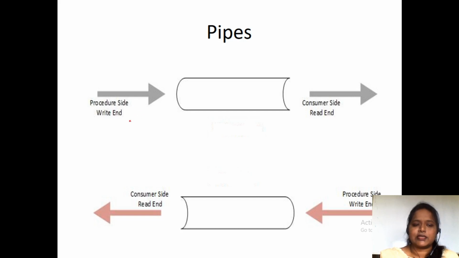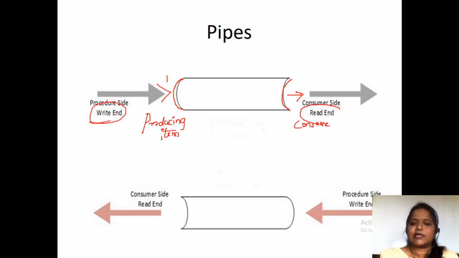As I have said, this part we call the producer part, and producer means producing the items. Here we have the curved part. This we call the consumer side, and the consumer will consume the items produced by the producer. So this is the consumer side, this is the producer side. The producer side we call the write end, and the consumer side we call the read end.